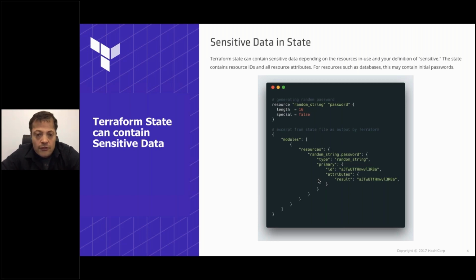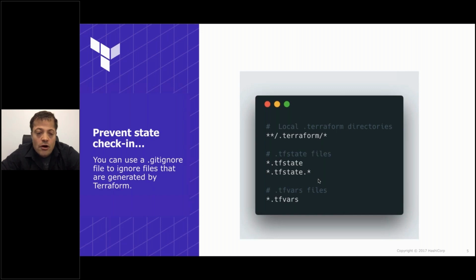So there's a couple of ways you can protect this. One is make sure you don't check it in. So this is showing a .gitignore file, and whatever version control software you're using, they should have an equivalent. I know Perforce has a p4ignore type file as well. And you basically just want to make sure that you're ignoring your TF state file, your tfvars, and you should be ignoring your .terraform directory as well.